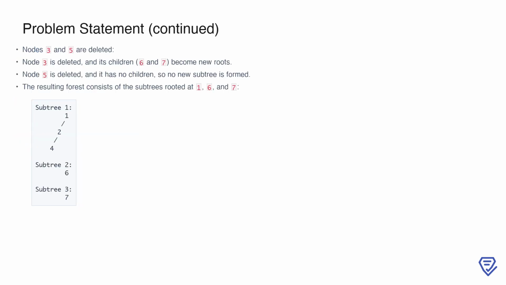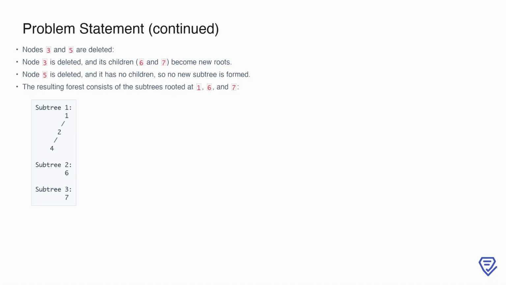Next, nodes 3 and 5 are deleted as specified in the to_delete list. When node 3 is deleted, its children 6 and 7 become new roots of separate subtrees. Similarly, node 5 is deleted, but since it has no children, it does not contribute to any new subtree. The result is a forest consisting of 3 subtrees.